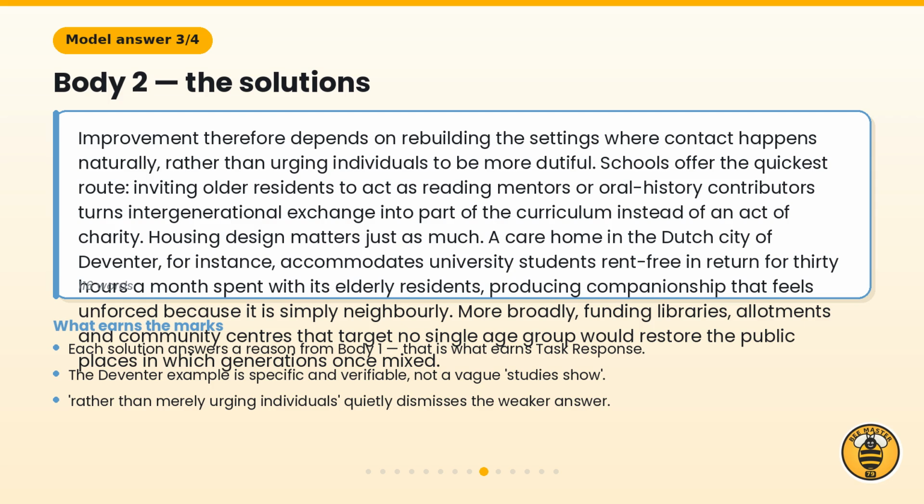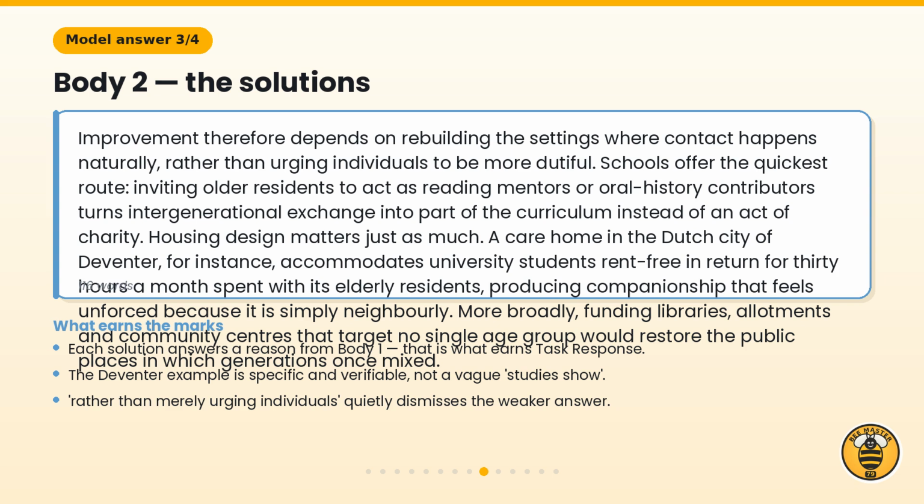Body 2. The solutions. Improvement therefore depends on rebuilding the settings where contact happens naturally, rather than urging individuals to be more dutiful. Schools offer the quickest route, inviting older residents to act as reading mentors or oral history contributors turns intergenerational exchange into part of the curriculum instead of an act of charity.